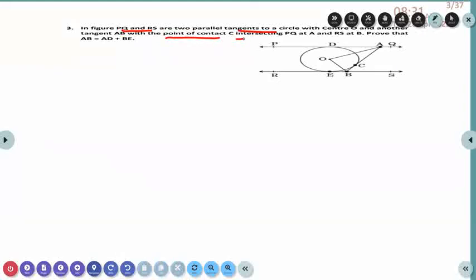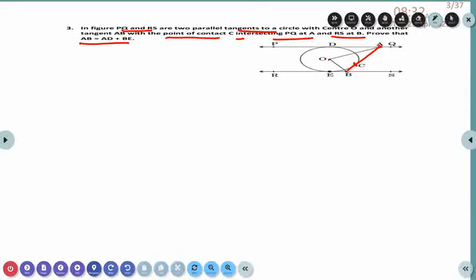This is a circle with center O. PQ and RS are parallel to each other and are also tangents to this circle. Now there is one more tangent AB, which touches the circle at point C, and it is also intersecting PQ at A and RS at B. And we have to prove that this tangent AB is equal to AD plus BE.